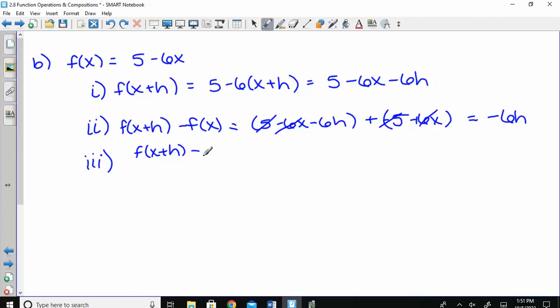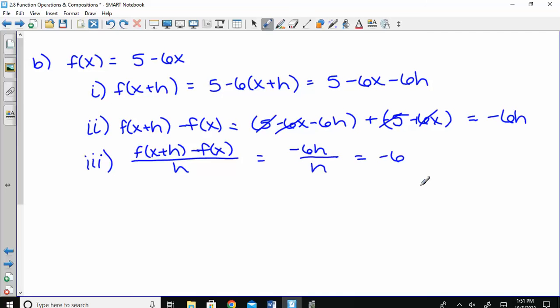Third part, f of x plus h minus f of x, which we just found to be negative 6h, divided by h, and we get negative 6. Alright, is that one okay?